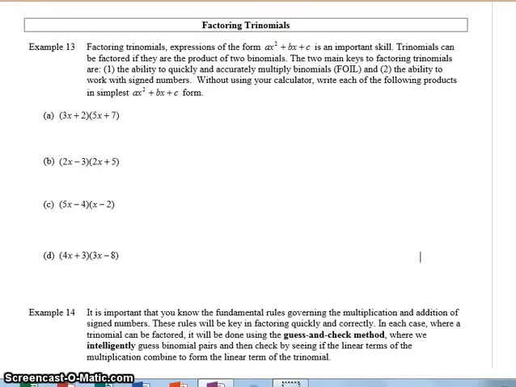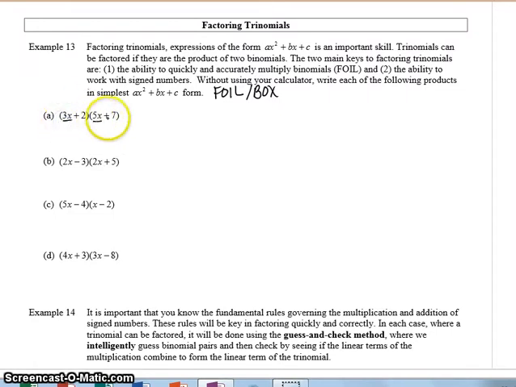You are just going to FOIL or use the box method. FOIL is first, outer, inner, last, or the box method. I'll do the first one in FOIL, and then I'll switch to box on part B and so forth, so you guys can see both methods.